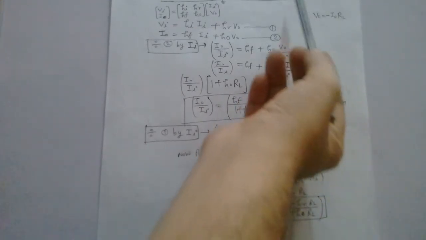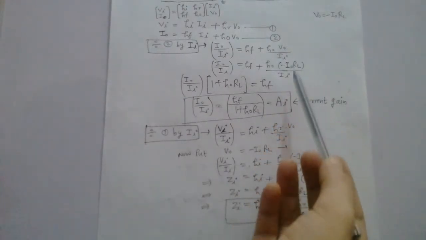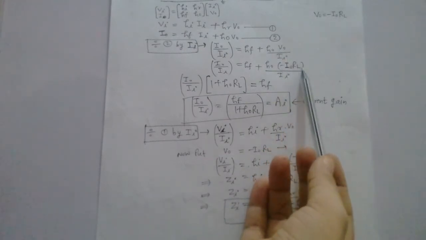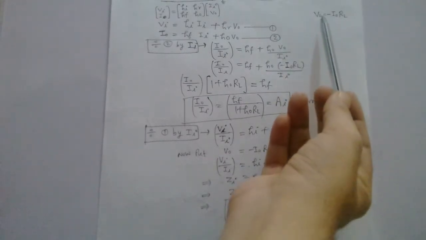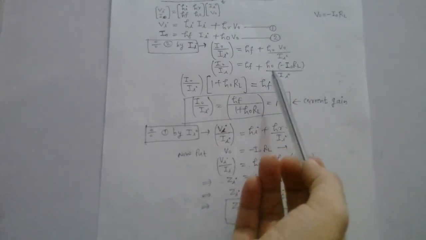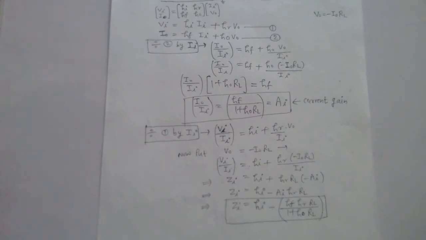So Vo is equal to minus Io RL. That is the voltage drop in this load resistance, right? So in place of Vo you will write minus Io RL. Output voltage Vo is equal to minus Io RL, right? You simply put Vo is equal to minus Io RL here and you will get ho bracket minus Io RL divided by Ii, right?